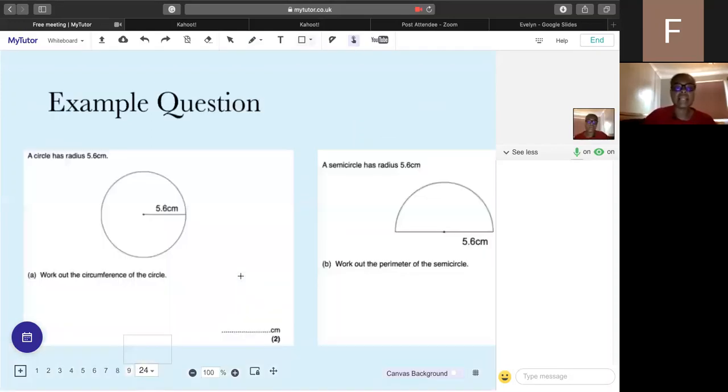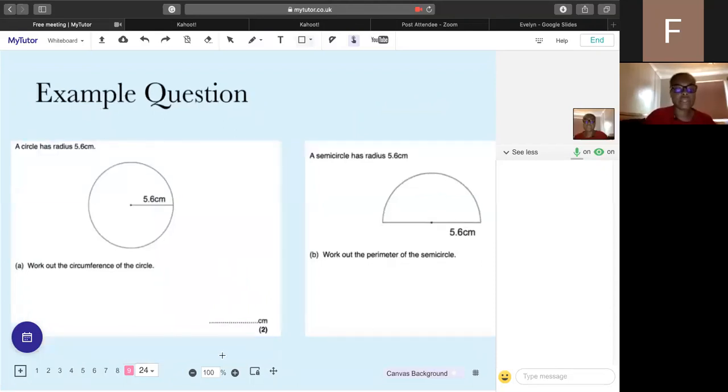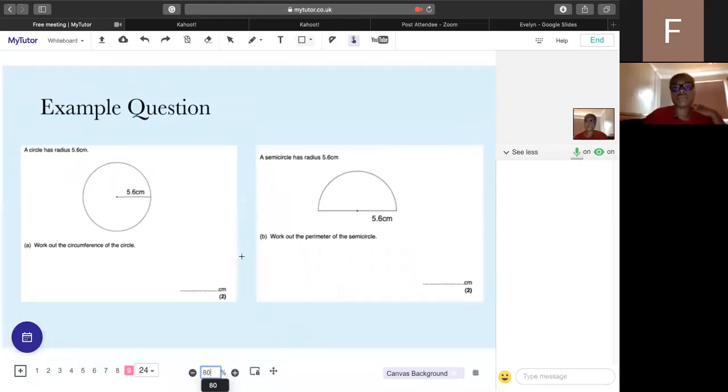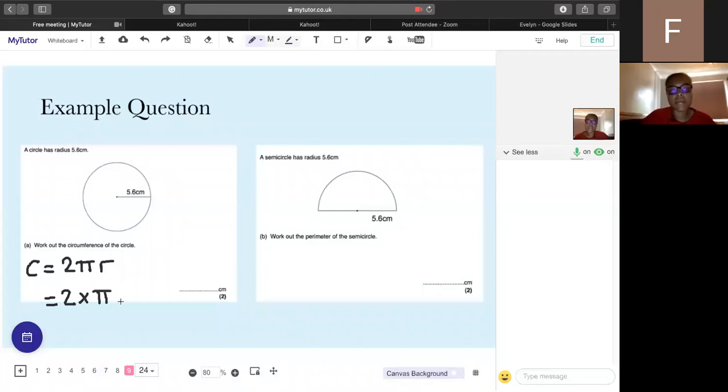Now, let's have a look at this question here. This is a typical question that they might ask you, and this is a past paper question as well. So hopefully this sums it up a little bit better. We have a circle and it has a radius of 5.6 centimeters. Work out the circumference of the circle. So remember, the formula for the circumference of a circle is C equals 2 pi r. So all we want to do here is 2 multiplied by pi and then multiplied by our radius, which is 5.6.